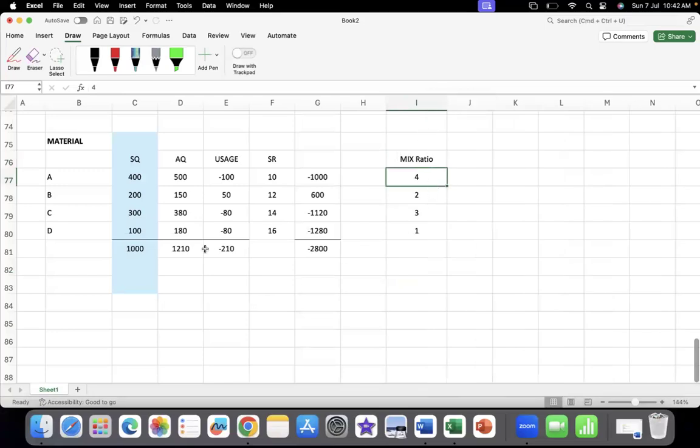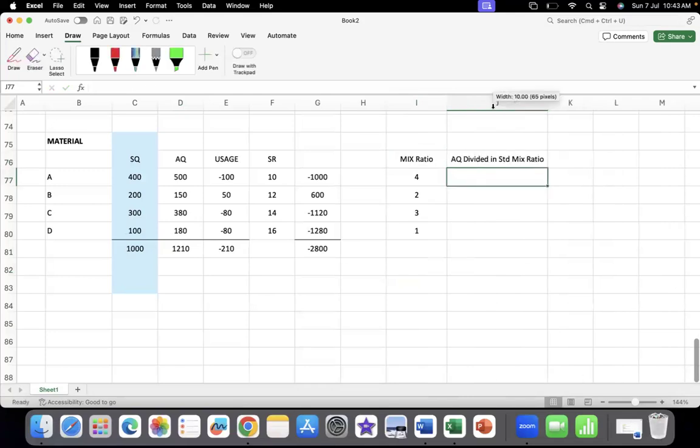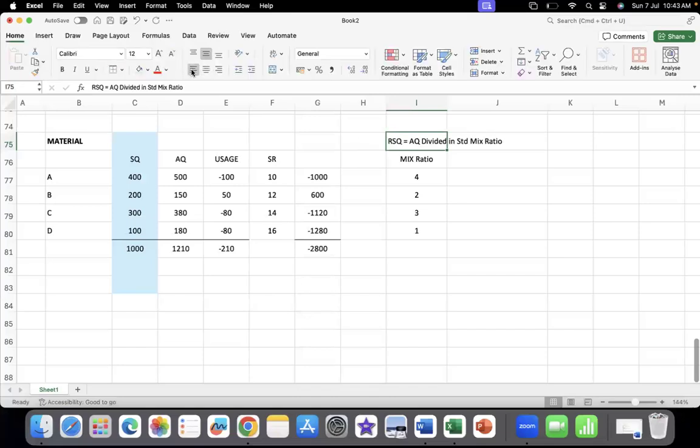And then you have got actual quantity. So what you need is actual quantity divided in standard mix ratio. That is what you need, and this is called your revised standard quantity. This is called your RSQ. So for calculating RSQ, which is revised standard quantity, you require your actual quantity. If you see the formula, it says actual quantity. Do you have the actual quantity? Yes, I do have the actual quantity. And do you have the standard mix ratio? Yes, I have the standard mix ratio, which is 4:2:3:1.